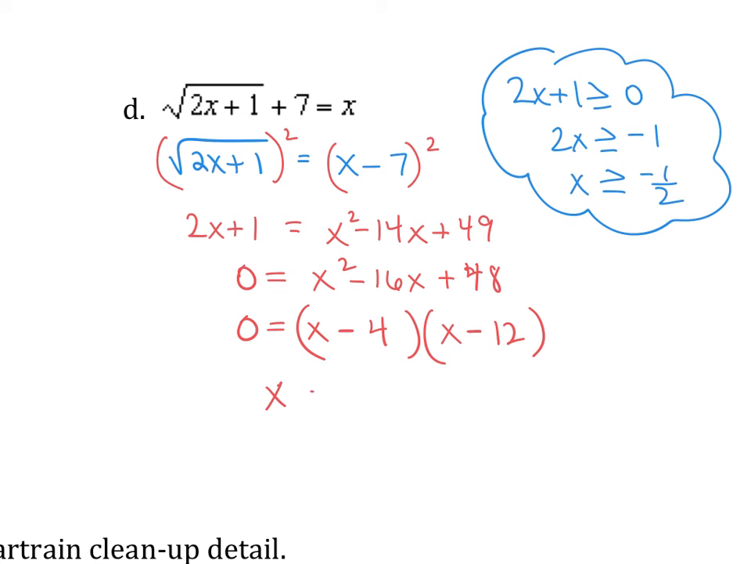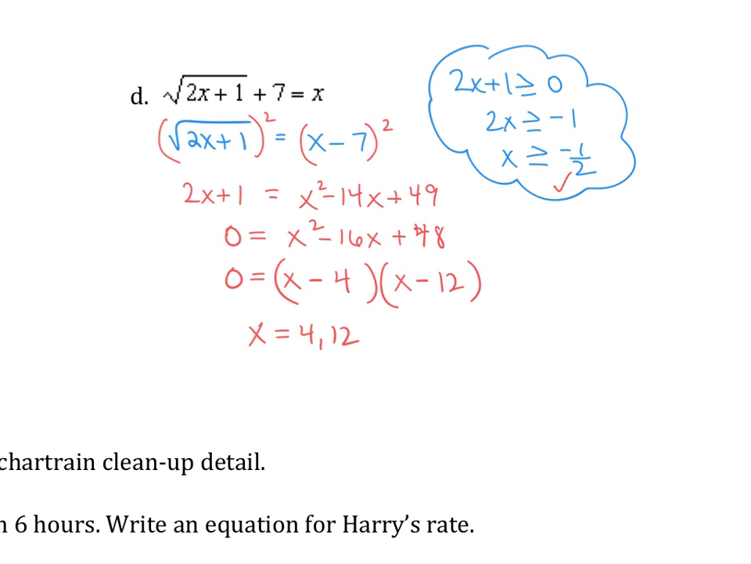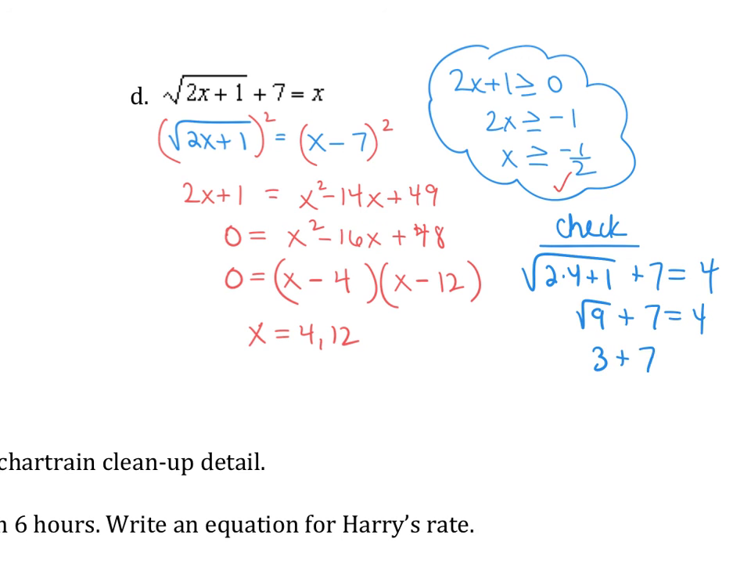If I set those equal to 0 and solve, I get 4 and 12. Now both of those satisfy this domain. They're both greater than or equal to -1/2, so we are just going to have to check both of those. And when you check it, again, you have to go back to the original problem. So we'll do the square root of 2 times 4 plus 1 plus 7. Does that equal 4? This gives me the square root of 9. And that gives me 3 plus 7 equal to 4. That is not true, so 4 doesn't work.